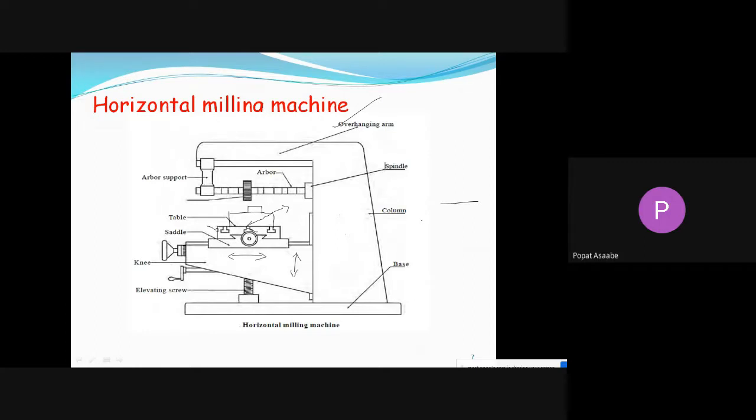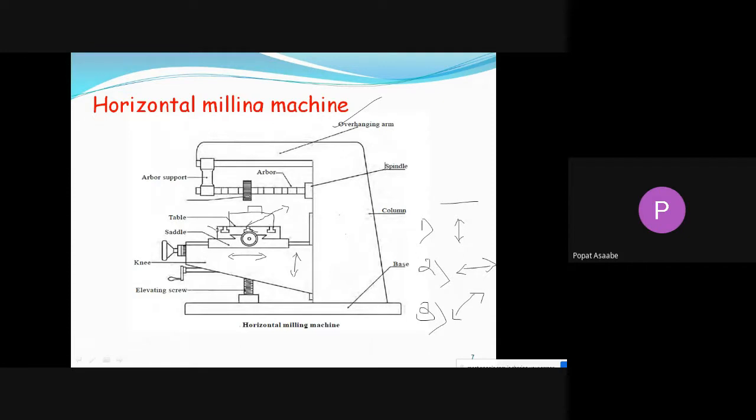First, we can move the table in the up and down direction with the help of the knee. Then we can give the longitudinal movement to the table with the help of the saddle, and we can also give the crosswise movement to the table with the help of the cross slide. These three motions we can easily give to the table.